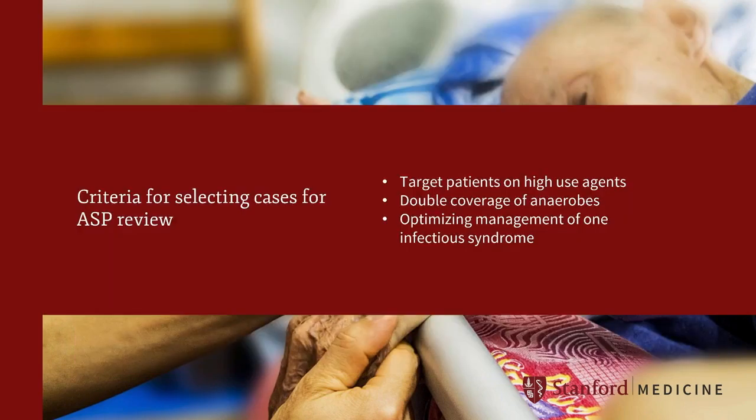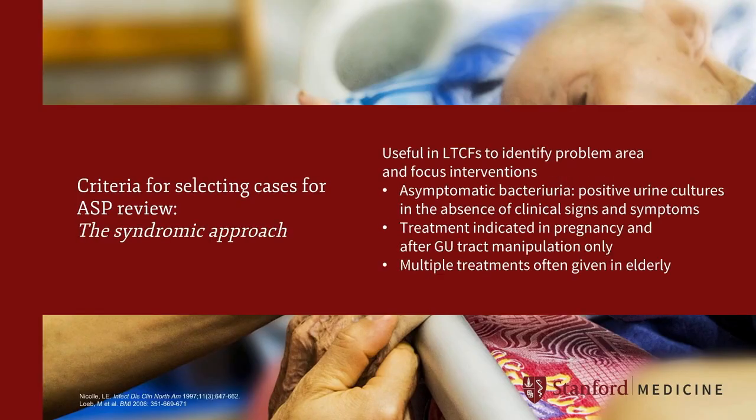So how do you select the cases for review? Selection criteria should be tailored to the problems in the facility and may include targeting residents on high-use agents, double coverage of anaerobes, or optimizing management of one infectious syndrome. The syndromic approach is one option, which I believe is quite useful in the long-term care setting, such as focusing on asymptomatic bacteriuria. Asymptomatic bacteriuria is defined as positive urine cultures in the absence of clinical signs and symptoms.